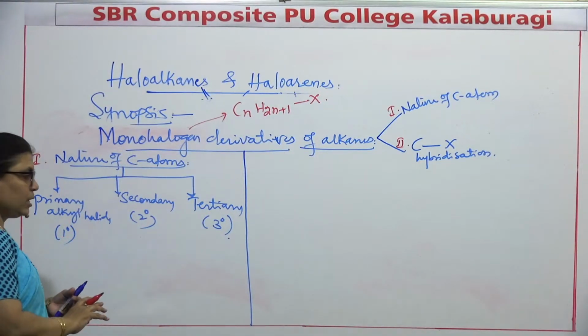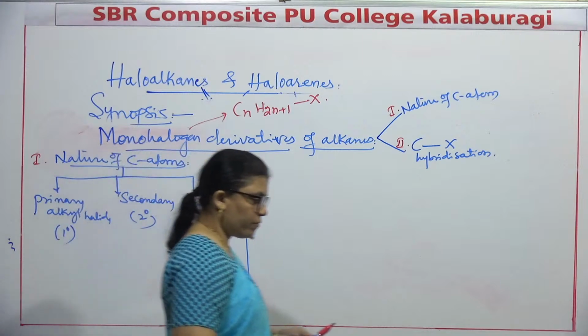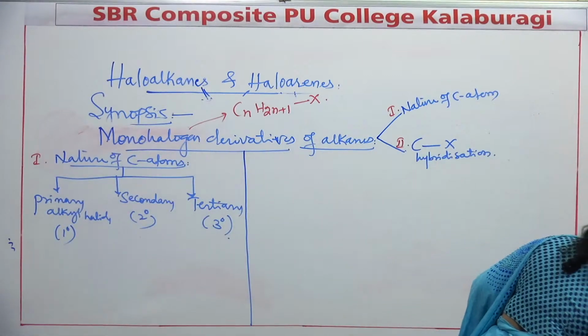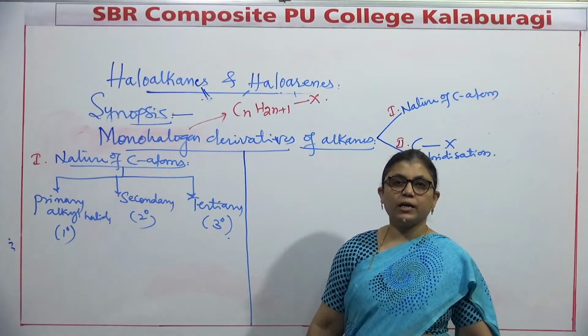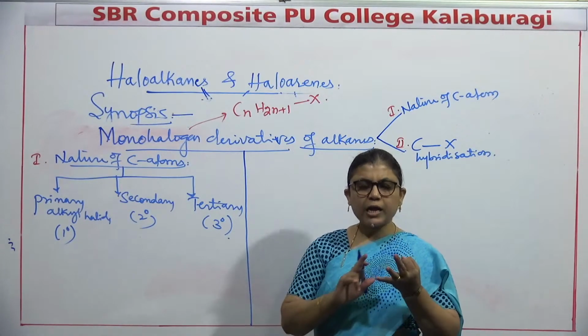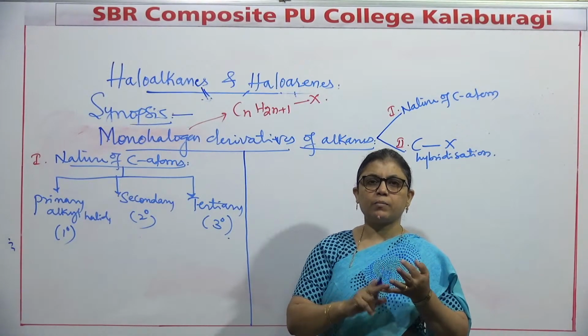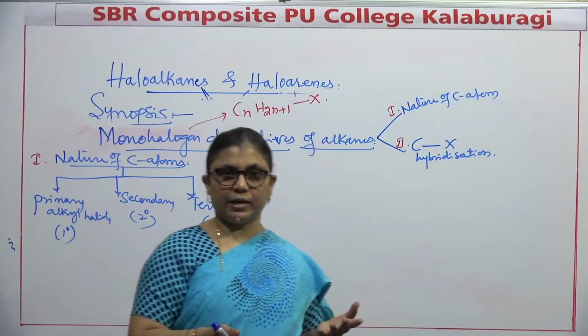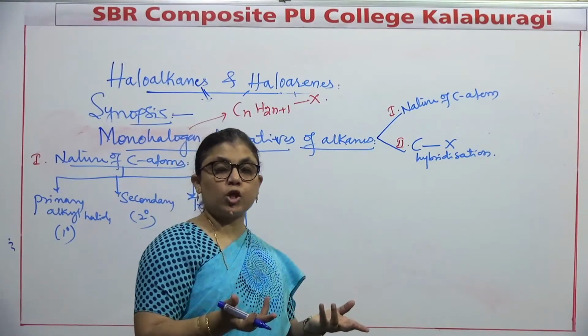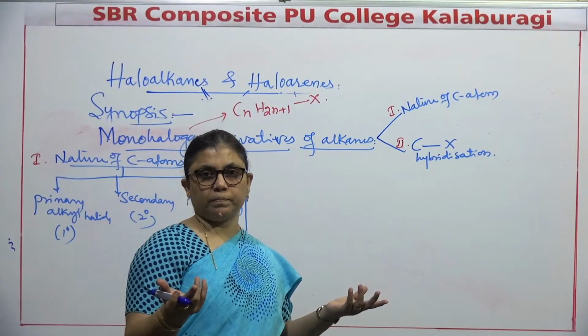So they are classified on the basis of nature of carbon atom as primary, secondary and tertiary alkyl halide. In a simple way, a halide group linked to a primary carbon atom is primary, linked to a secondary carbon atom is secondary, and linked to a tertiary carbon atom is tertiary.